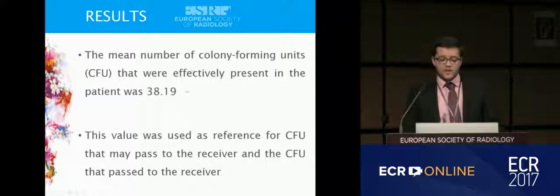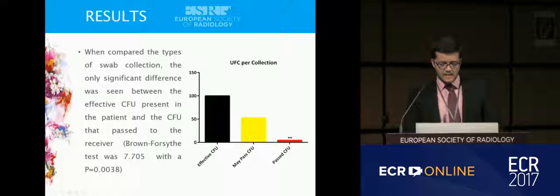The mean number of colony-forming units effectively present in the patient was 38.19. This value was used as reference for the CFU of the others that we will compare with. This was for normalization. When comparing the types of swab collection, the only significant difference was seen between the CFU present in the patient and the CFU that passed to the receiver. We applied the Brown-Forsythe test, and this was a really significant difference.